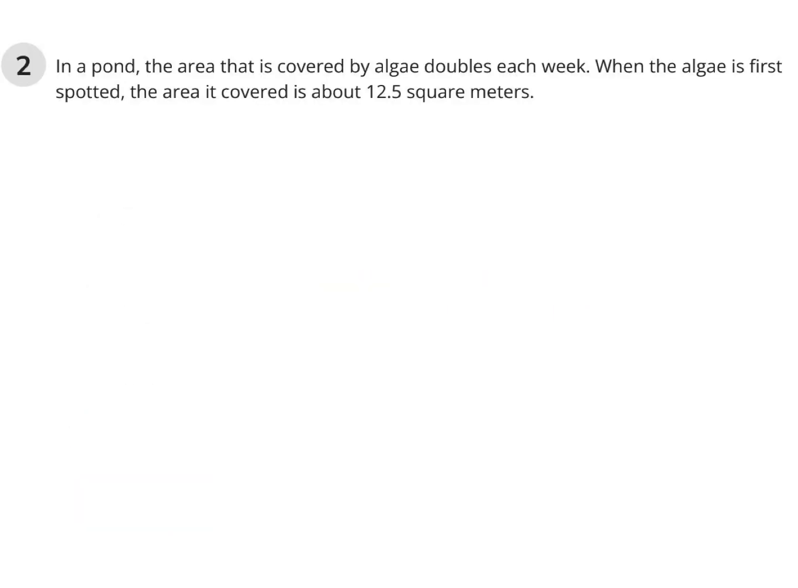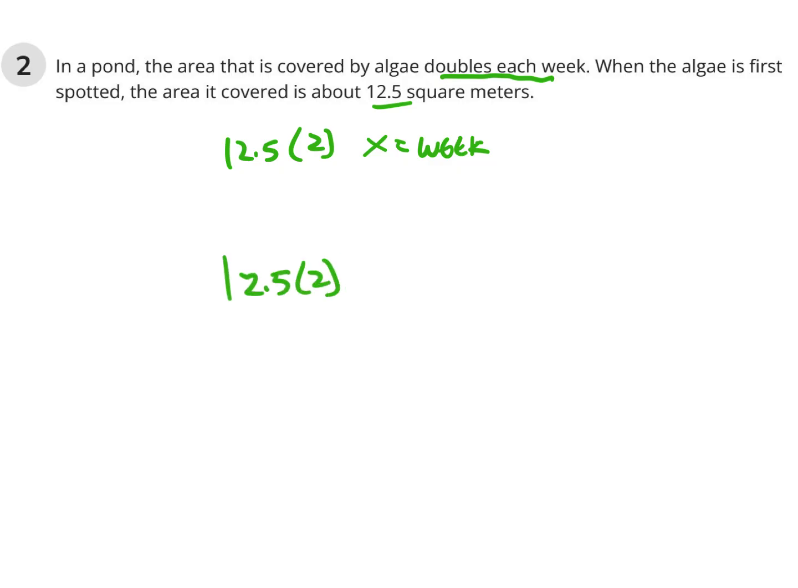Okay, and the pond that is covered by algae doubles each week. So our B is 2, our X stands for week. You have to figure out what's going on in the situation, understand your units, and then write your equation. When the algae is first spotted, the area covered is 12.5 square meters. So 12.5 doubles, to the X power, each week. So this is my original equation. Let's see what they ask us.